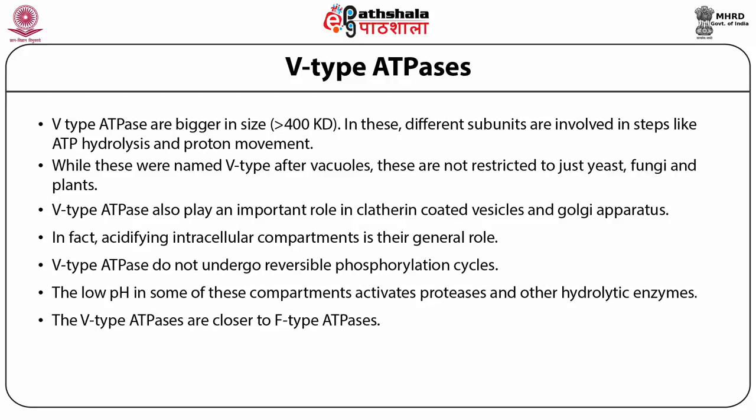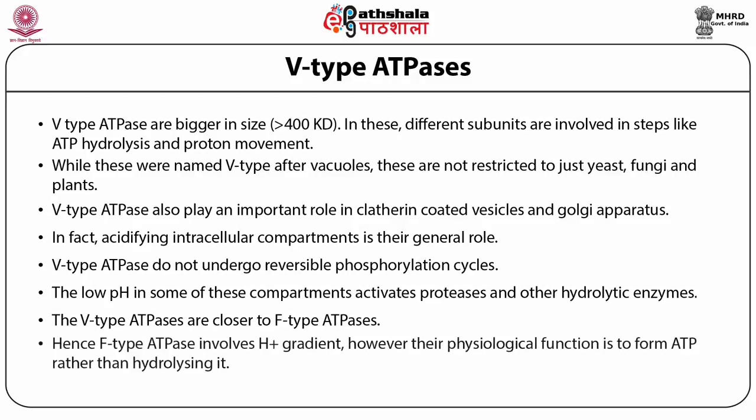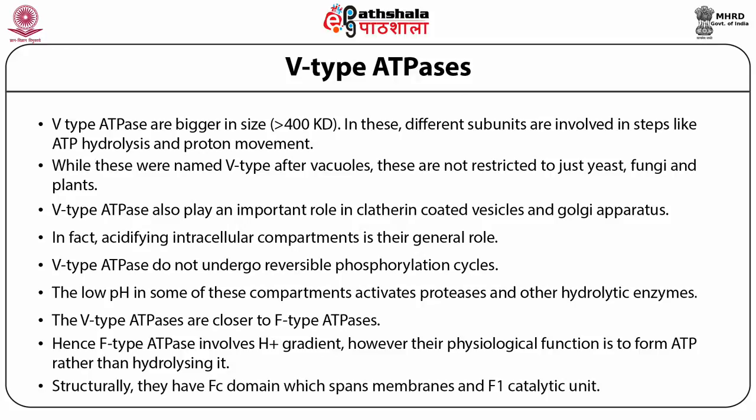The oxidative phosphorylation by mitochondria coupled to the respiratory chain is the well-known example of F-type ATPase. F-type ATPases, of course, involve proton gradient, as we know. However, their physiological function is to form ATP rather than hydrolyzing it. While F-type ATPases occur in the inner mitochondrial membrane in eukaryotes, higher plants have these in thylakoid membranes. In prokaryotes, these ATP synthesizing enzymes are part of the plasma membranes. Structurally, they have the Fo domain which spans membranes and the F1 catalytic unit. Sometimes F-type ATPases are called ATP synthases. The letter F refers to factors. In early days of work on oxidative phosphorylation, many new proteins which were discovered were simply called factors.